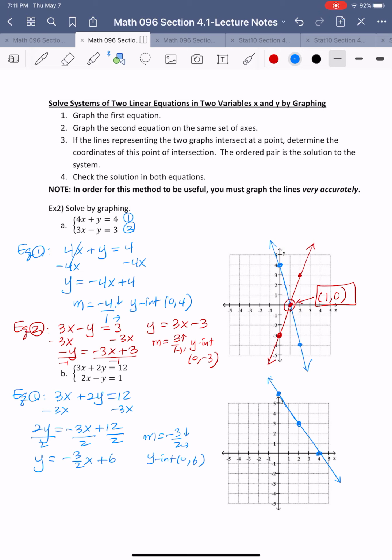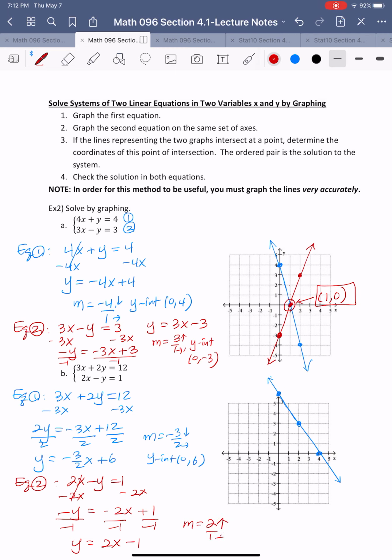And then for equation 2, I'm using the red color. Oh, doesn't look nice. So equation 2, I have 2x minus y equals 1. So for y, subtract 2x from both sides. Negative y equals negative 2x plus 1. Divided by negative 1, I have y equals 2x minus 1. So the slope is 2 over 1, so up 2, right 1, and the y-intercept is going to be 0, negative 1, right? So from 0, negative 1, and then I need to go up 2, so 1, 2, and right. Okay, so there's 1, 1.